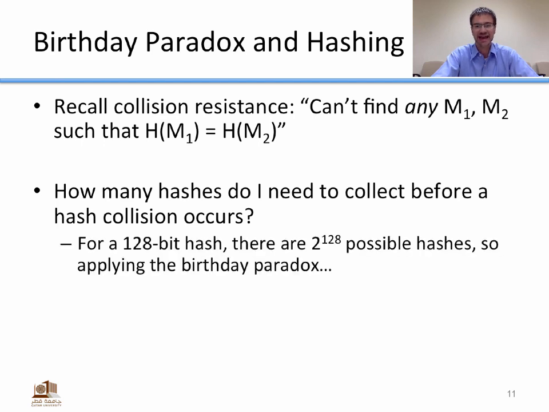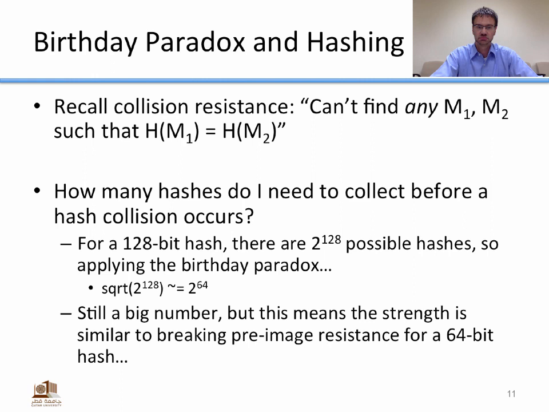Well, for a 128-bit hash, there are 2 to the 128 possible hashes. So if I apply the birthday paradox, well then the square root of 2 to the 128 is 2 to the 64. So that's how many hashes I would need. And that's still a big number, but this means that the strength is similar to breaking pre-image resistance for a 64-bit hash function. So I can break collision resistance significantly easier than pre-image resistance, for example, because the birthday paradox brings down this 2 to the 128 power and really ends up reducing it to something as small as a 2 to the 64 power.